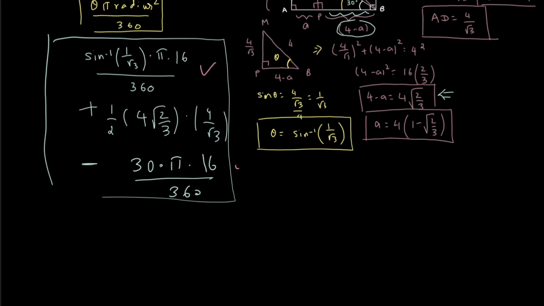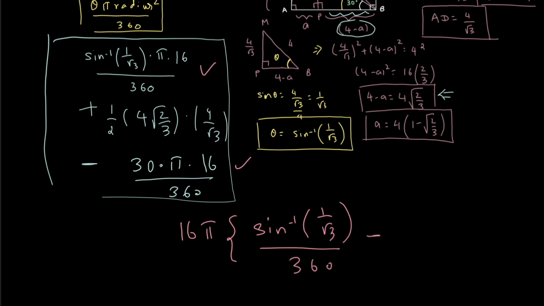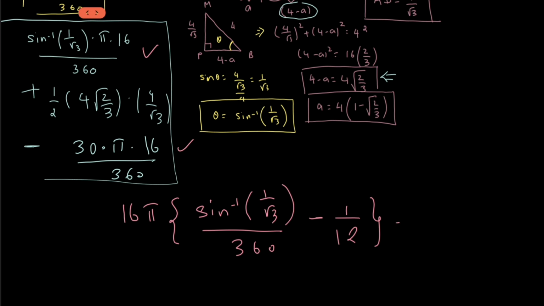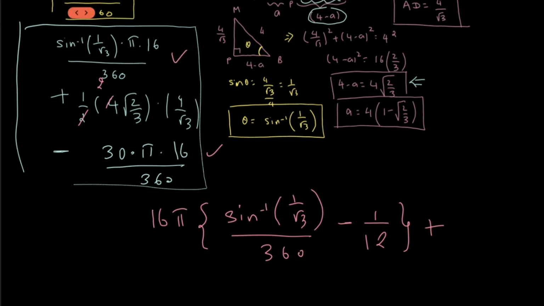So from this and this term I can take 16 times pi common. So inside the bracket I will get sine inverse 1 upon square root of 3 upon 360, and here negative 30 upon 360, that's 1 upon 12. So this thing has been simplified, and plus, so this thing would be equal to, from the table of 2, it goes 2, square root of 3 into square root of 3 becomes complete 3, 2 into 4 becomes 8.